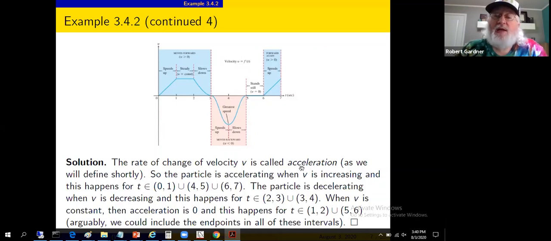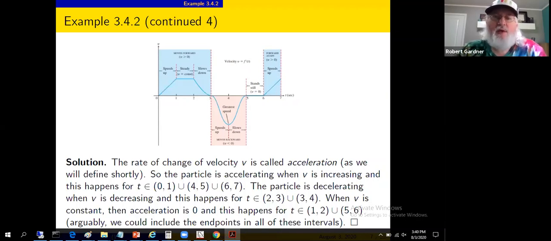Rate of change of velocity is called acceleration, as we'll shortly see. So when's the particle accelerating? It's accelerating when the velocity is increasing. So velocity is increasing here. It's constant there, it's decreasing there. Velocity is increasing here from 4 to 5. So 0 to 1, 4 to 5, and 6 to 7. In those places, the velocity is increasing, so the particle is accelerating.